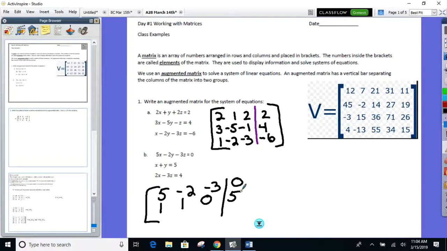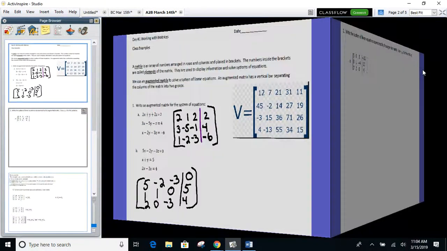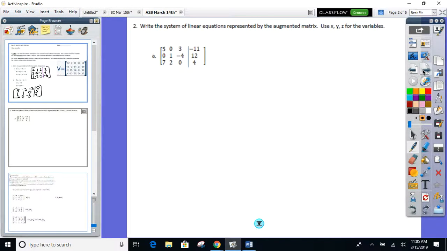And then what do you got for me on the last row? 2, 0, -3, 4. It's not bad. Setting it up, right? Pretty easy. All good? All right, not bad. Nice job. What do we got next? Okay, now you write the system of equations.